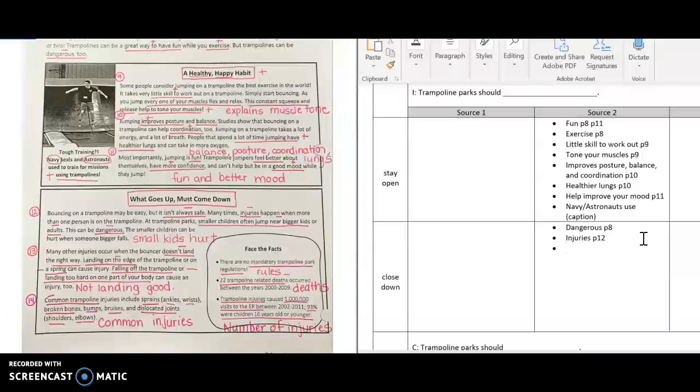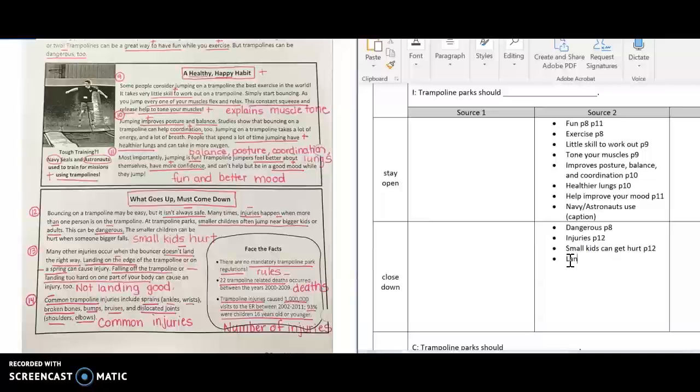We also read that smaller children can get hurt. They're near bigger children, and that can be dangerous. So small kids can get hurt. That was in paragraph 12 as well. Continuing right along, we made our way down here to paragraph 13. And it talked all about landing the wrong way, right? You're not landing very well. I'm glad that I wrote that. Now I remember what I was talking about. You can land on the edge. You can just fall on the ground. You can hurt your body parts.